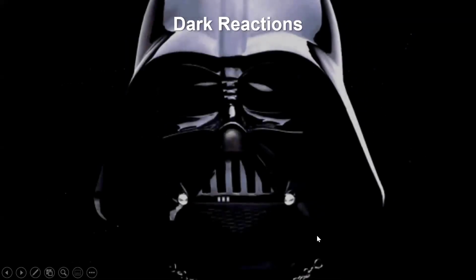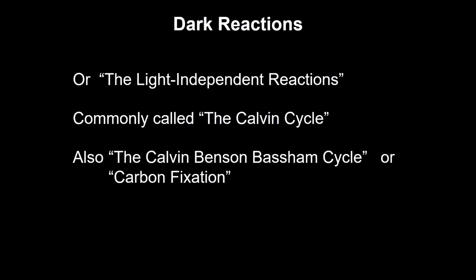So let's talk about the Calvin cycle. Just a little joke there with Darth Vader. Sometimes textbooks used to call them the dark reactions, which is not really true. You don't need dark for the Calvin cycle. More accurately, they're light independent.